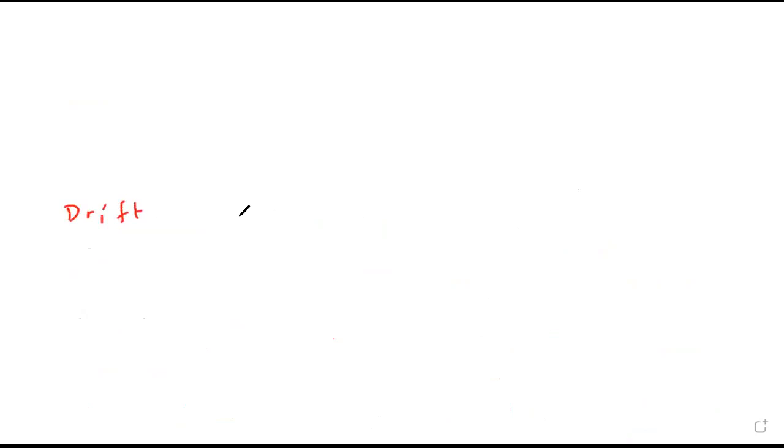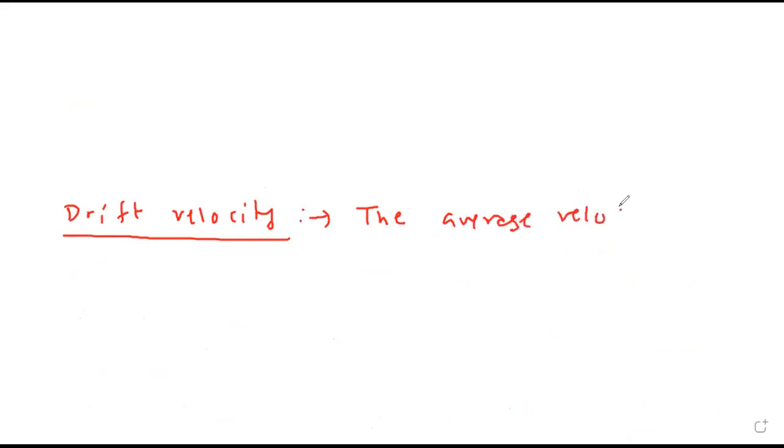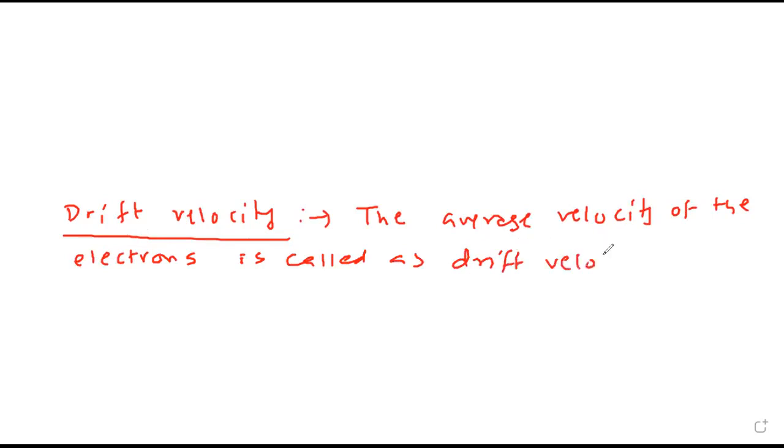Drift velocity. The average velocity of the electrons is called as drift velocity. Average velocity of electrons is called as drift velocity. It is nearly in the order of 10 raised to minus 4 meter per second.